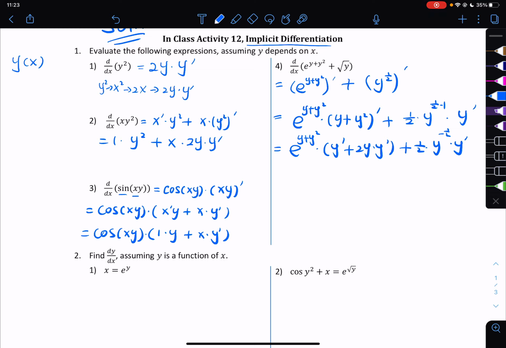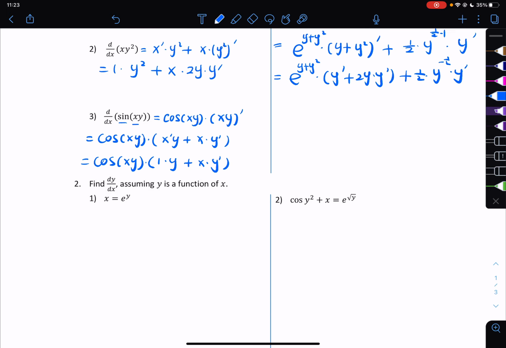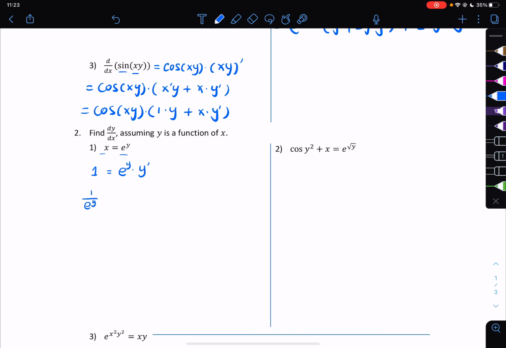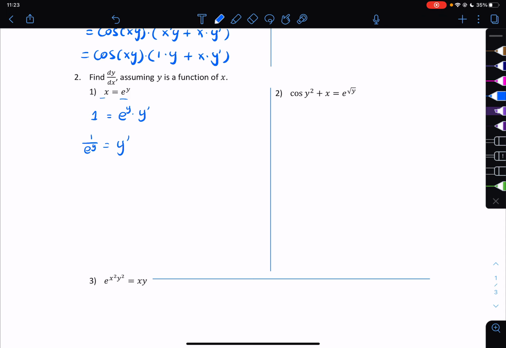So always remember that you need to apply the chain rule, and you want to follow the structure explicitly. So for this problem, you need to take the derivative on both sides, right? So you take the derivative with respect to x, it's 1. You take the derivative with respect to x, it is e to the y times y prime. Therefore, you have 1 over e to the y equals y prime. So you find what's dy over dx, or on the same side you could say what's y prime.